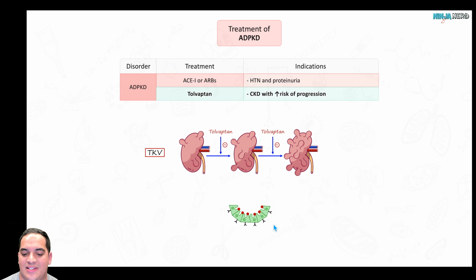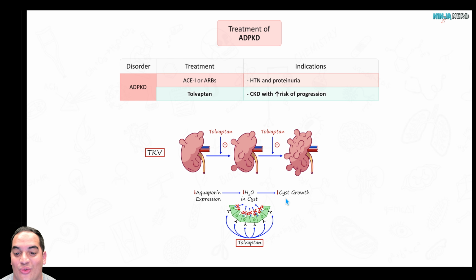And the reason behind this is that tolvaptan is blocking ADH from hitting these ADH receptors. It's blocking the aquaporins from pushing water into the cyst, and therefore decreasing the cyst growth. That's going to decrease the multiple cysts that are forming, which then decreases the size of the kidneys. That could theoretically decrease the progression of CKD. And that's what's really interesting here.